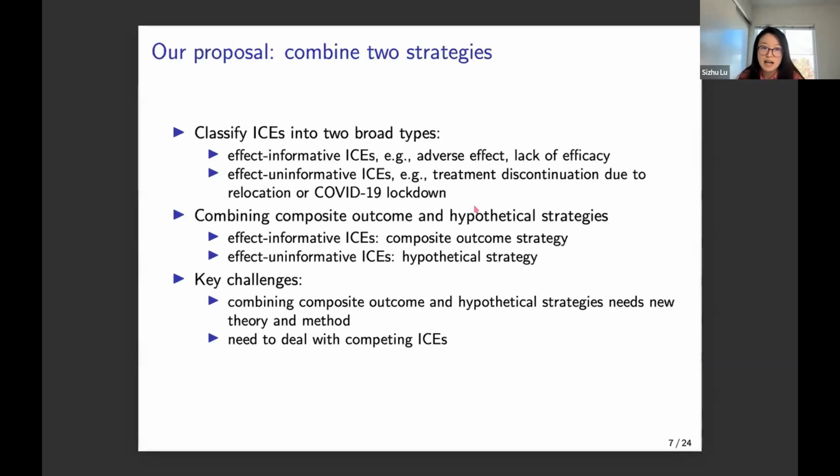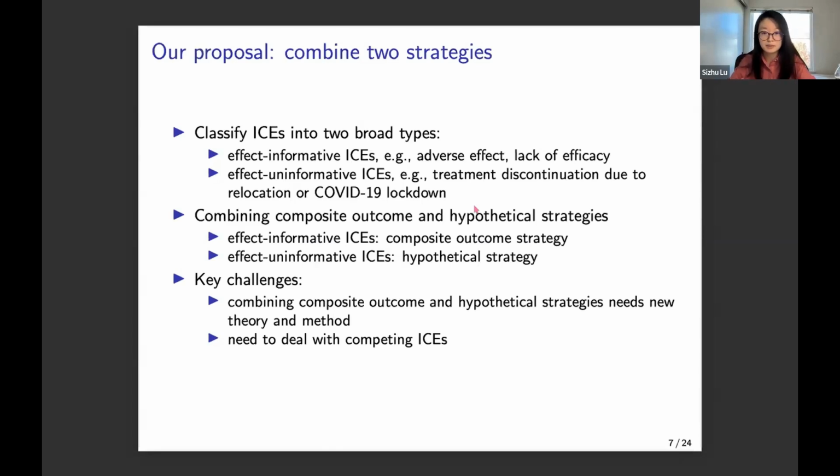So in this project, our proposal is to combine two of the five strategies. We first classify intercurrent events into two broad types. The first type is something that we believe is effect informative. For example, the adverse event or the lack of efficacy, which are very likely to be correlated with the potential outcomes that we are interested in. The second type is something that we believe is effect non-informative, for example, the treatment discontinuation due to relocation or due to the COVID-19 lockdown.